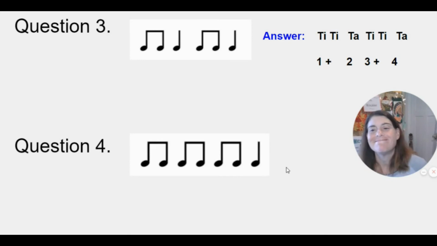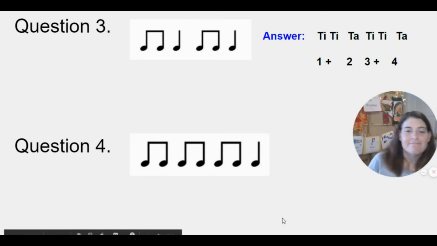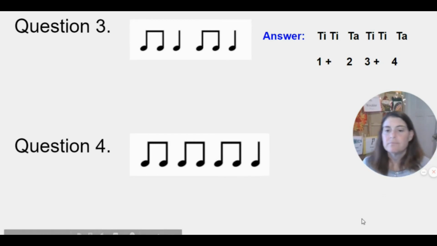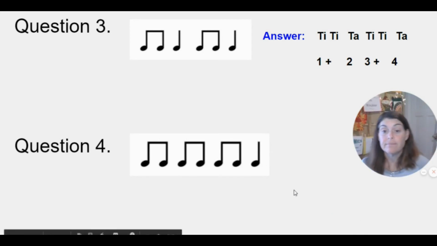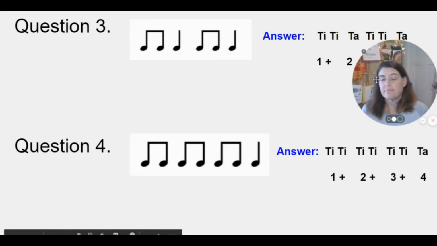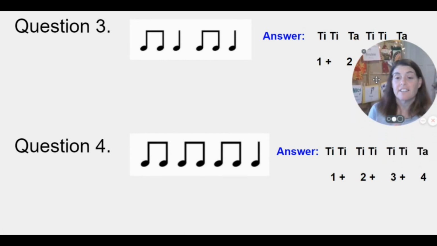You didn't see that, I hope. All right, here's your answer. If you said ti, ti, ti, ti, ti, ti, ta, you are awesome. If you counted it, even better, actually, that would be 1 and 2 and 3 and 4. So either way, 1 point if you clap, 2 points. Rock stars, hope you're doing good. All right, let's move on.